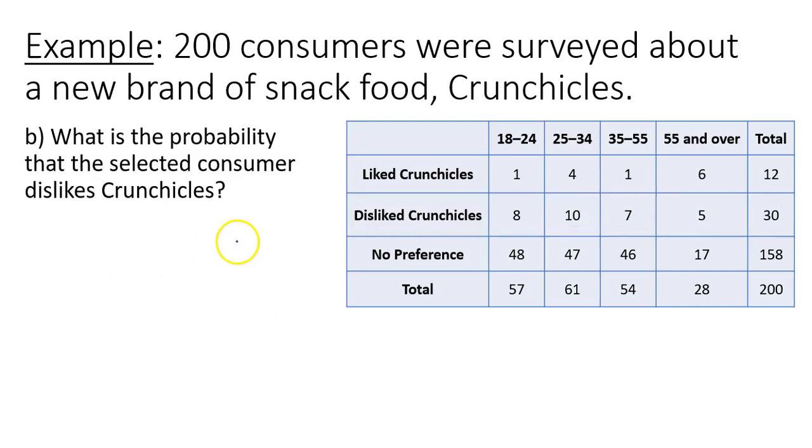In part B, what is the probability that the selected consumer dislikes Crunchicles? So we're using all of the data in the table, the entire sample space of 200 people. So out of 200 people, my goal is to identify the consumers that disliked Crunchicles. So out of the 200, how many people disliked Crunchicles? That would have to be 30. 30 out of 200, or 3 over 20.